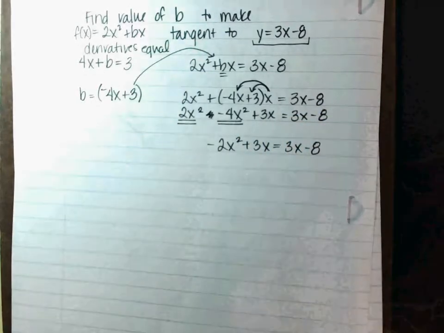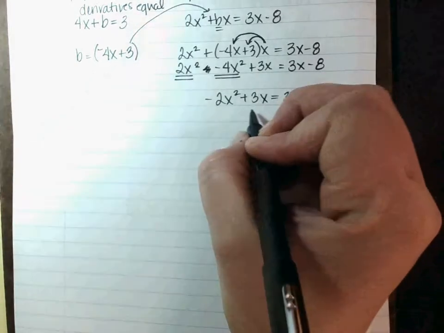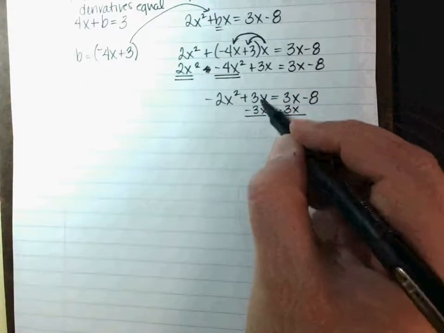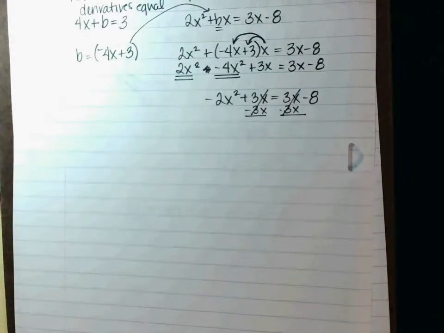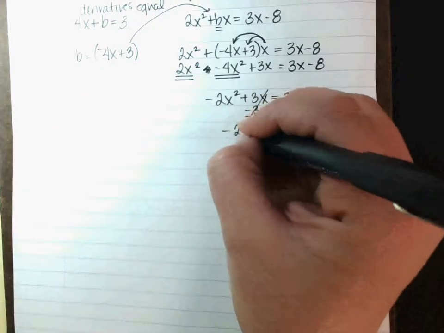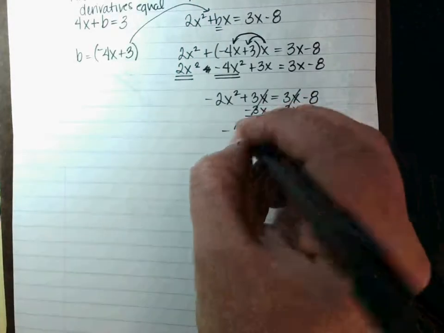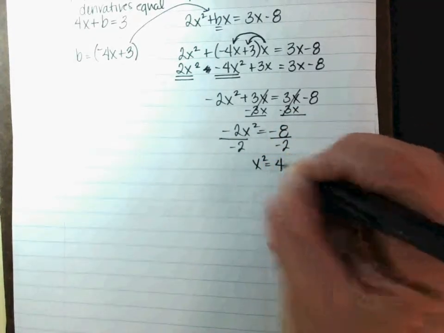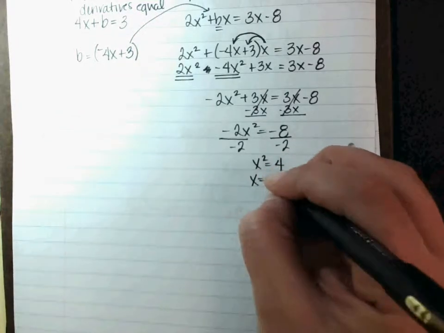What would I do next? Okay, why can I cross them out? That is true. Because when you minus 3x on both sides, these guys are going to cross out with each other. And then I just have negative 2x squared equals negative 8. Okay, we're getting there. What do I do next? Yep, divide by negative 2. I get x squared equals 4. And remember, when you square root both sides, you introduce the plus and the minus. So x is going to be plus or minus 2.